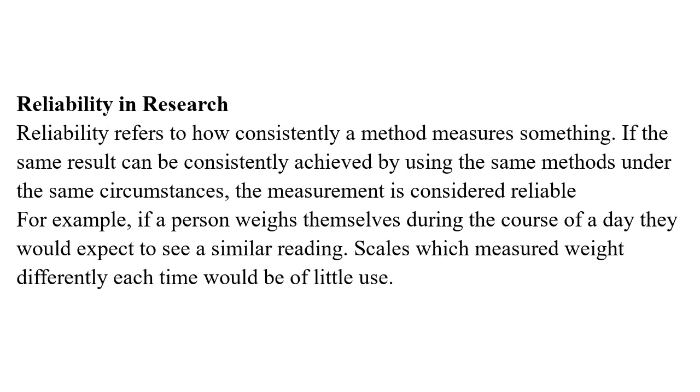Reliability in research. Reliability refers to how consistently a method measures something. If the same results can be consistently achieved by using the same methods under the same circumstances, the measurement is considered reliable. Example, if a person weighs themselves during the course of a day, they would expect to see a similar reading. Scales which measured weight differently each time would be of little use.